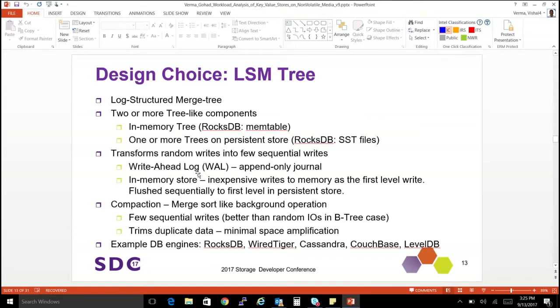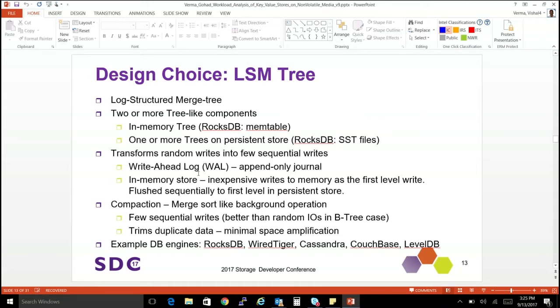A typical LSM is level based, where you have your level 0, they call it, which is based on the memory store, and subsequent other levels are stored on the disk. So it uses an in-memory store, it's inexpensive writes, and it's flushed sequentially to the first level in persistent store. So these mechanisms allow it to have really high write performance with the LSM tree.